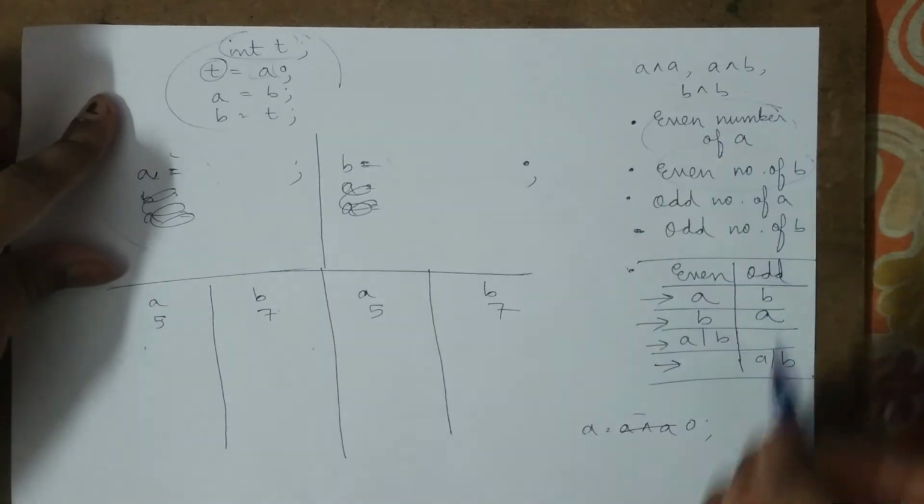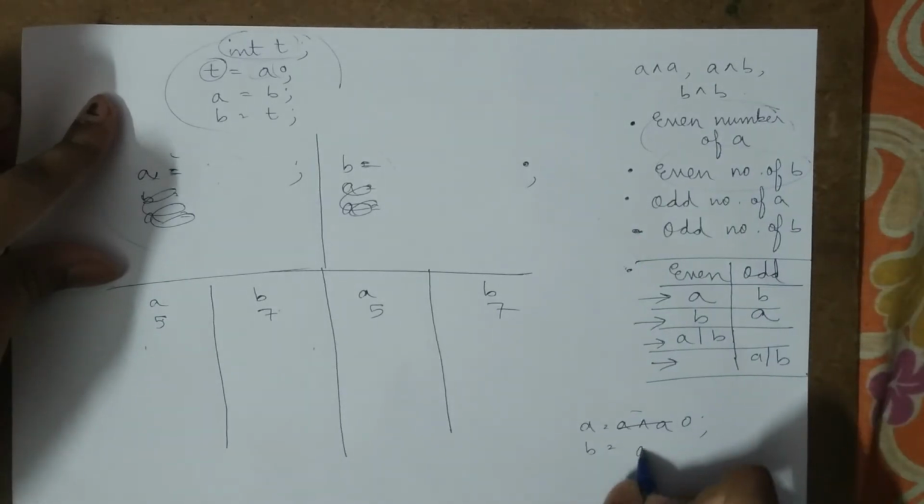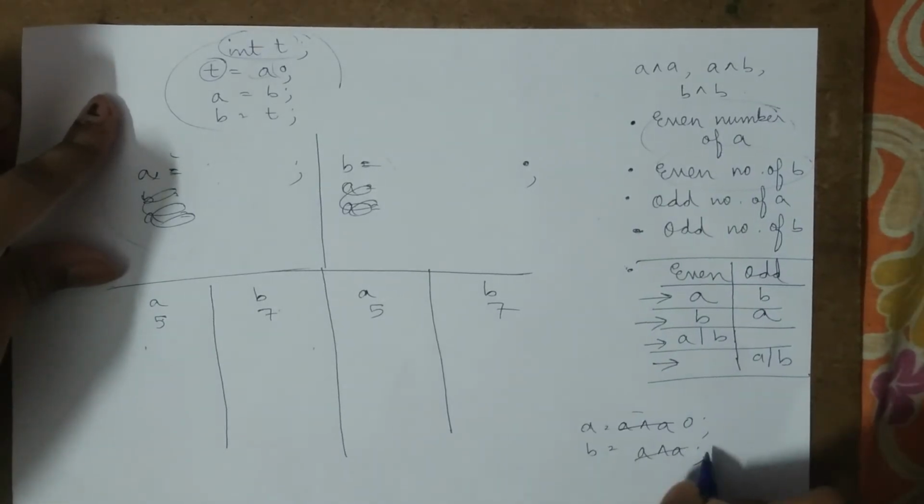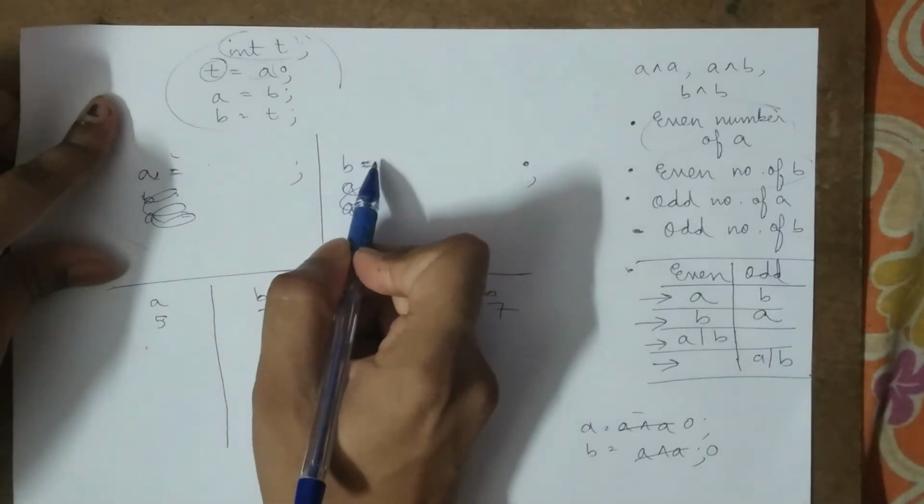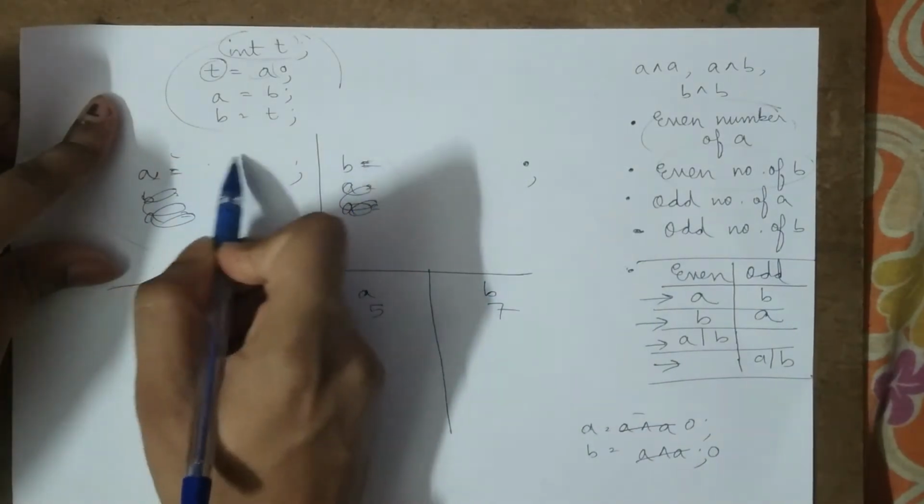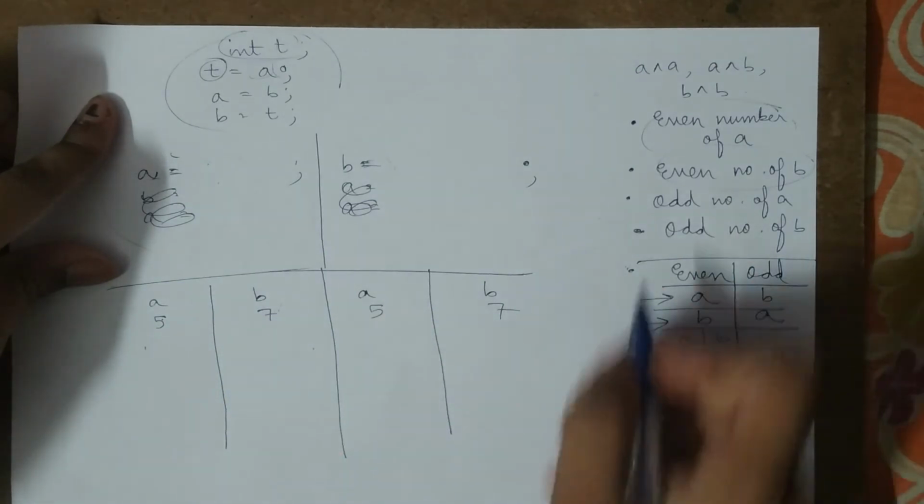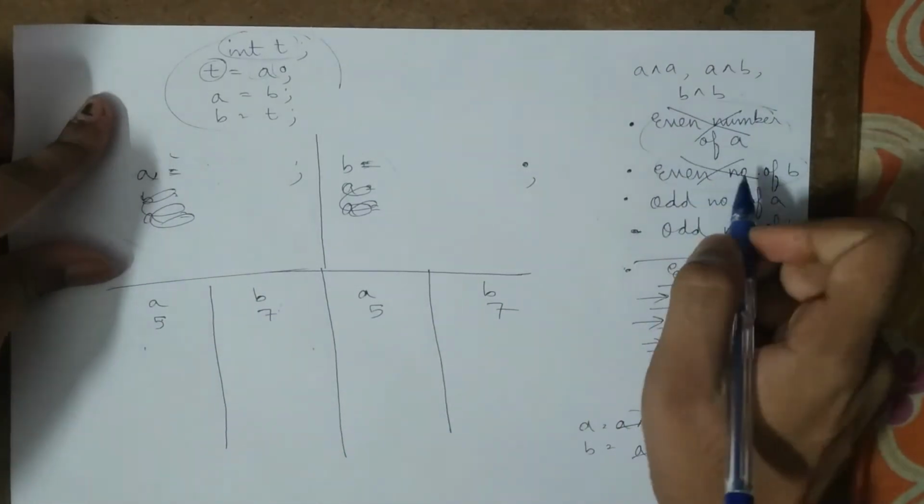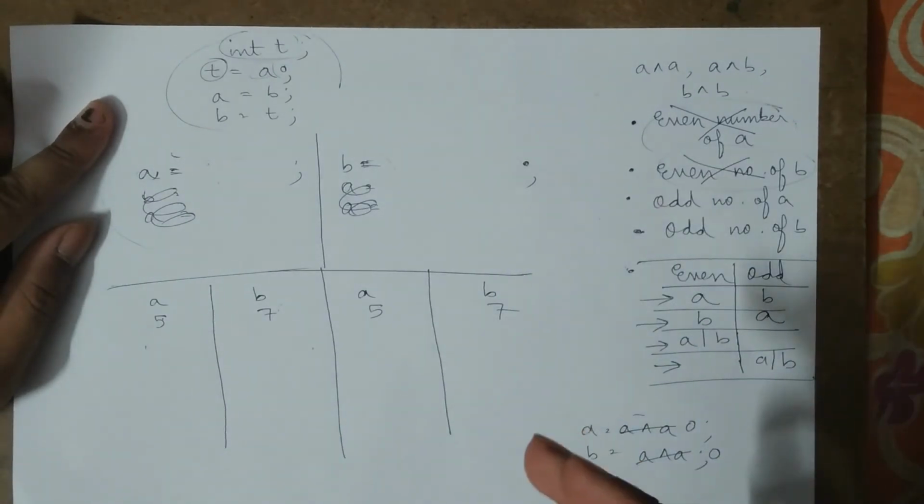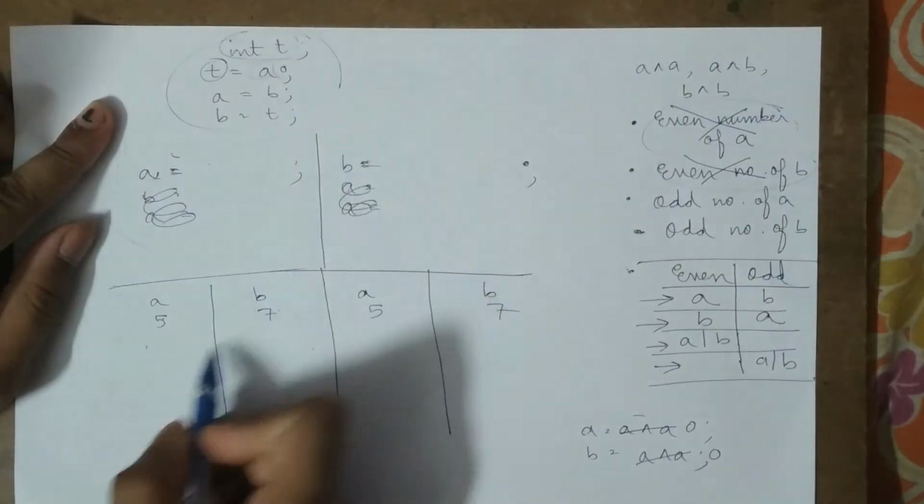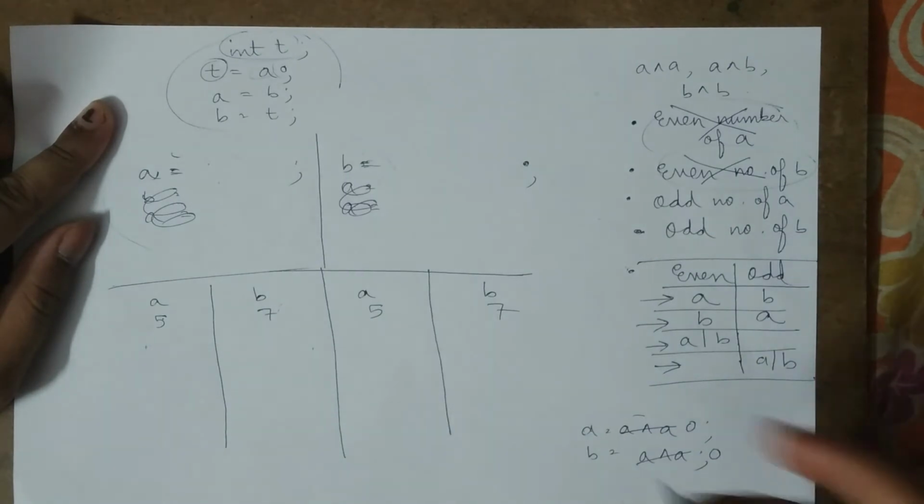So if we write A is equal to A XOR A, or B is equal to A XOR A, then B will be assigned 0. If we had written B is equal to A XOR A, or A is equal to A XOR A, then either A would have been equal to 0 or B would have been equal to 0. So we will reject these two cases because there is no possibility where these two things can be exchanged with each other.